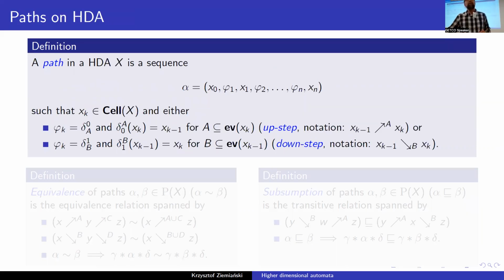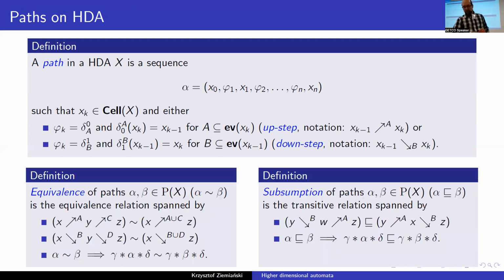And finally, what are executions of an HDA? Again, there is a definition, which is basically the classical definition due to Pratt, I believe, that an execution of an HDA is a sequence of cells and a sequence of face maps, so that either you come from the lower face to a cell, or you come from the cell to the upper face. So there are two kinds of operations, and they are both allowed, and your executions are just sequences of such things.